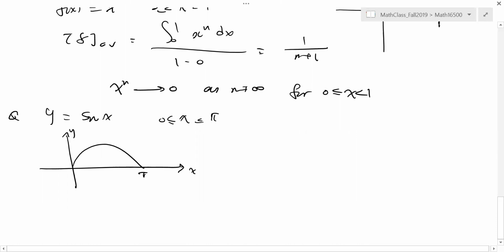Of course, let's guess by looking at the picture. Is the average value larger than 1/2 or smaller than 1/2? Let's draw the line 1/2. This is pi over 6, and this is 5 pi over 6.